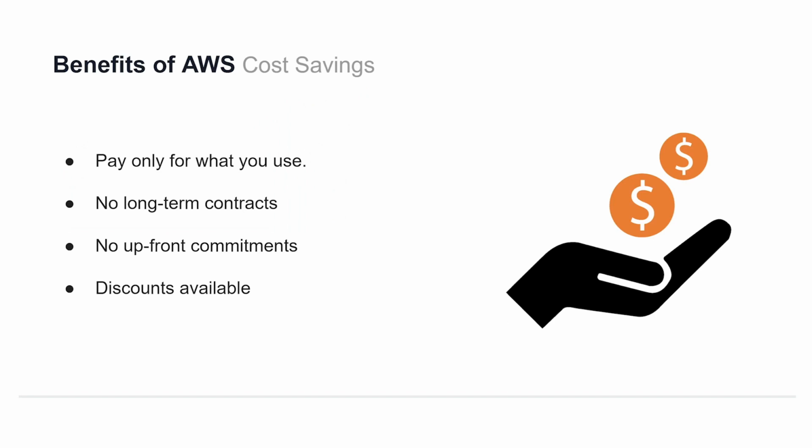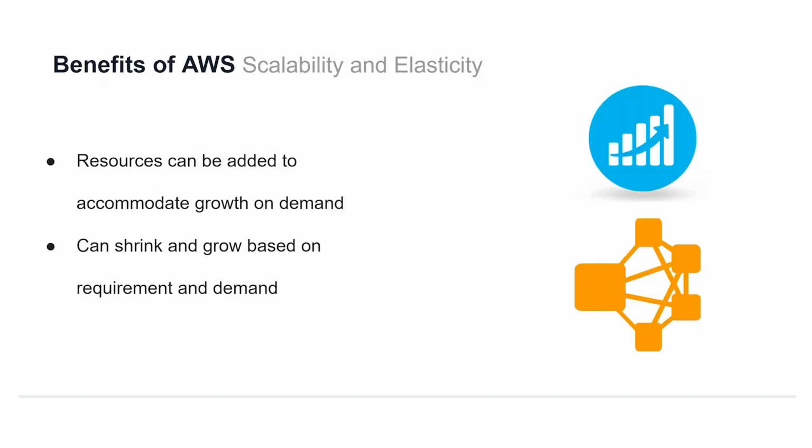Cost savings. You only pay for what you use with no worries of long-term contracts or upfront payments. Discounts are also available on certain resources for certain usages with AWS. One of the major benefits of cloud computing is that you can accommodate your needs exactly and in near real time. If you need more resources, you will always be given it. And if you feel you have too many resources and are paying for something you don't need, you can shrink your resources just as easily.